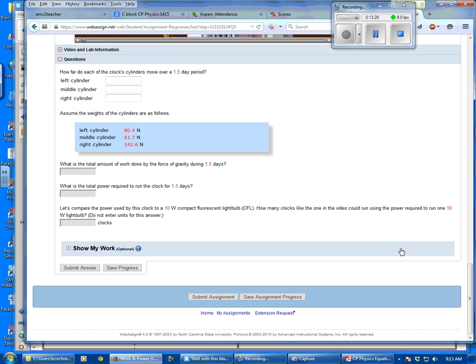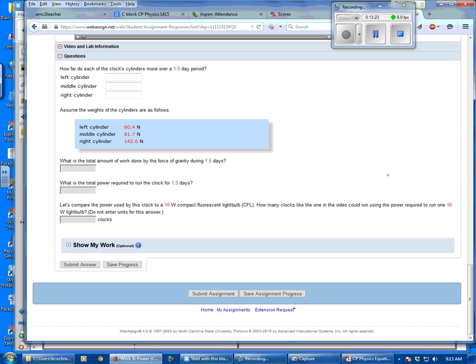Once you have your data, they tell you the weights, and they're asking you the total amount of work done by the force of gravity, the total power required to run the clock, and to compare the power used in the clock to a 10-watt compact fluorescent light bulb. When we're looking at the amount of work, the work is done by the force of gravity. So we're interested in the displacement in that same direction, which would be a displacement down.